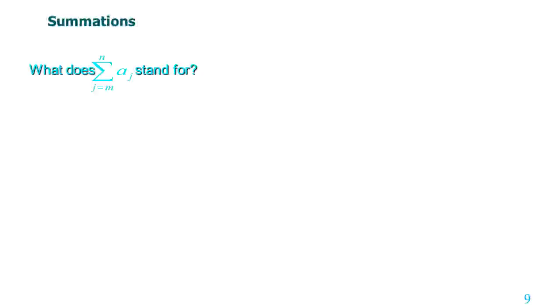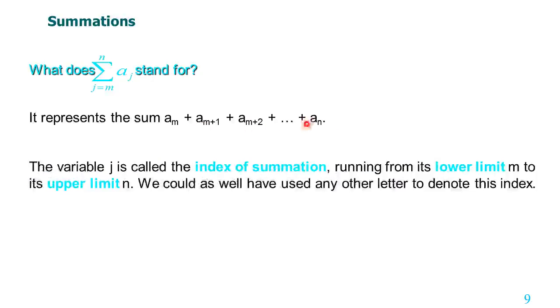Now summations. The symbol sigma represents the summation of a sequence. For example, the sum of a_j from j equals m to n. This is a sequence of numbers, and when we use summation, it becomes a series. So what is the summation of the series?